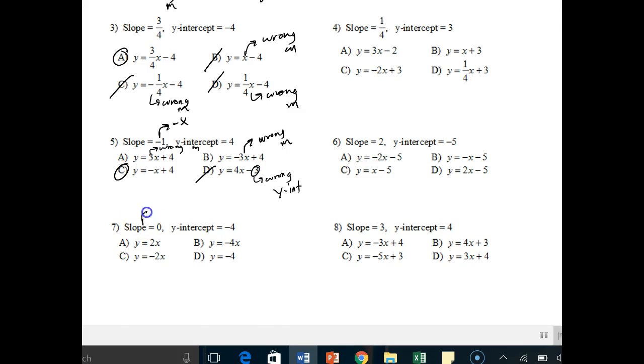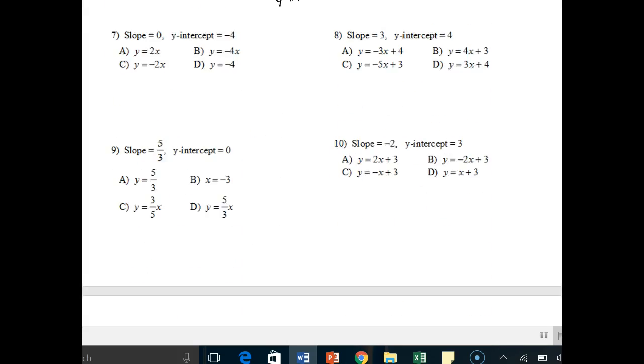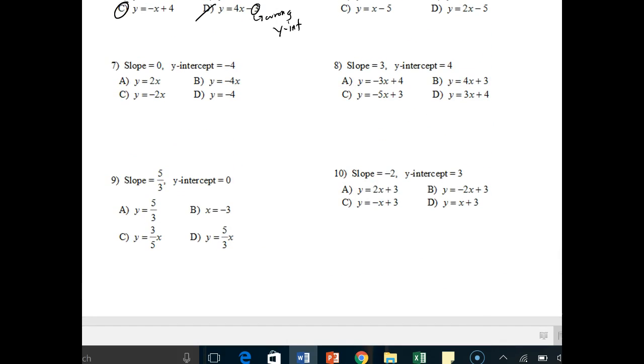Remember, when the slope is 0, a slope of 0 and a y-intercept of 4, there will be no mx part, okay? So anything that's got an x in it will be wrong. Wrong slope, wrong slope. So wrong m, right? Wrong m. This is saying this has a slope of 2. This is saying this has a slope of -2. This is saying this has a slope of -4. So also wrong. The only one correct is D.